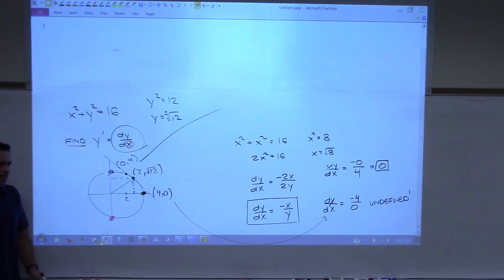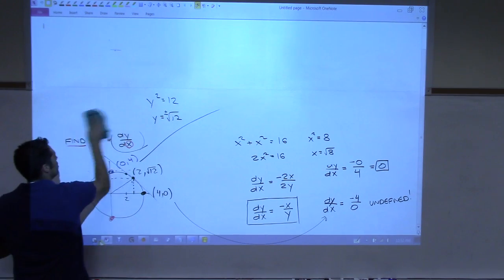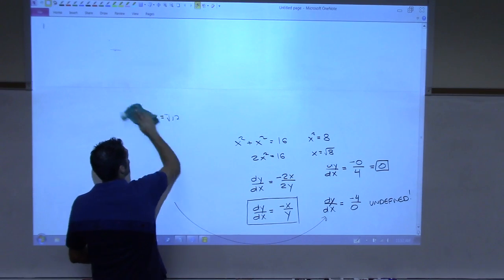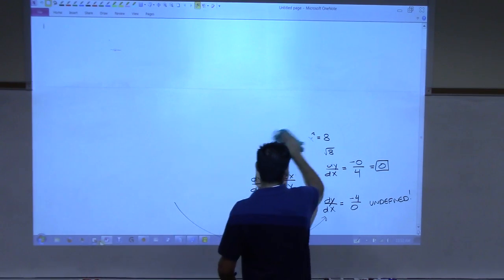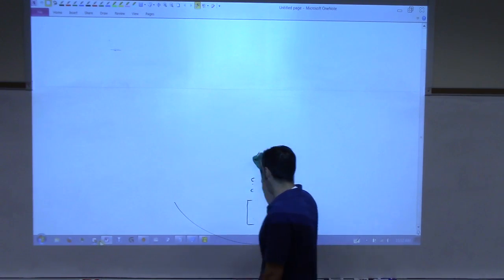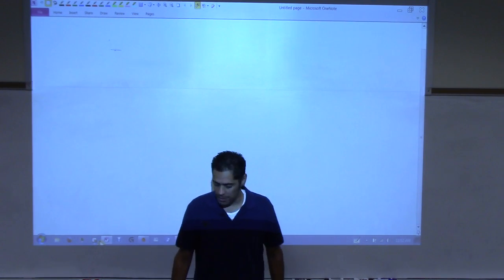So anyway, all right. What do y'all think? We have a way to find the slope of the tangent line on a curve that is not a function by using this implicit differentiation.